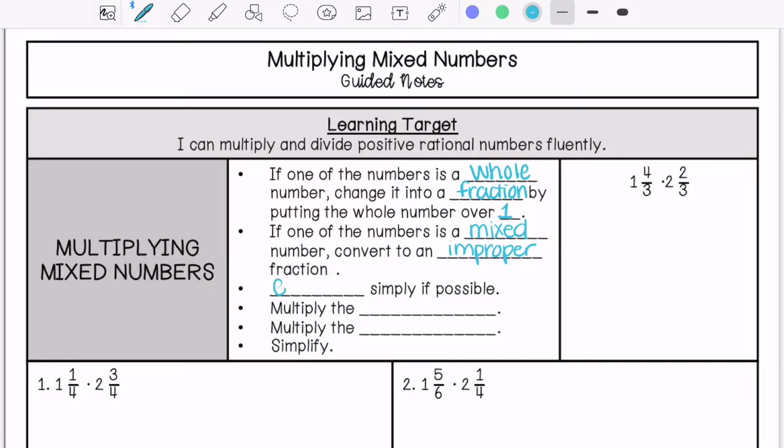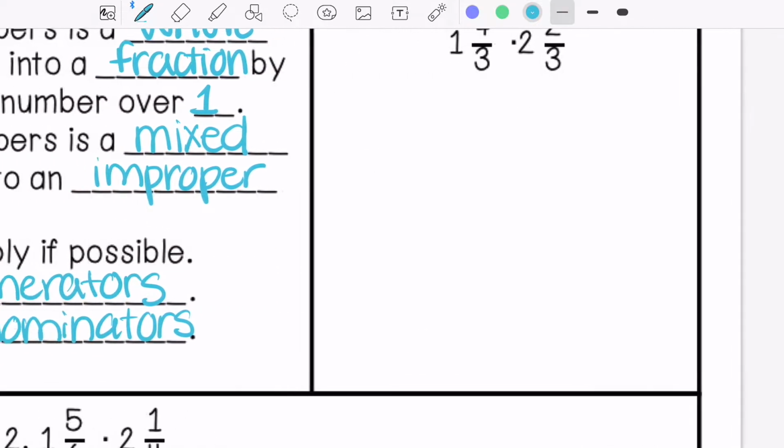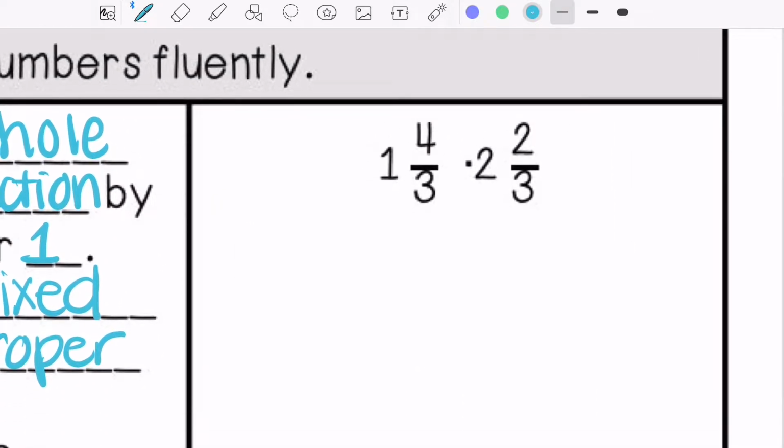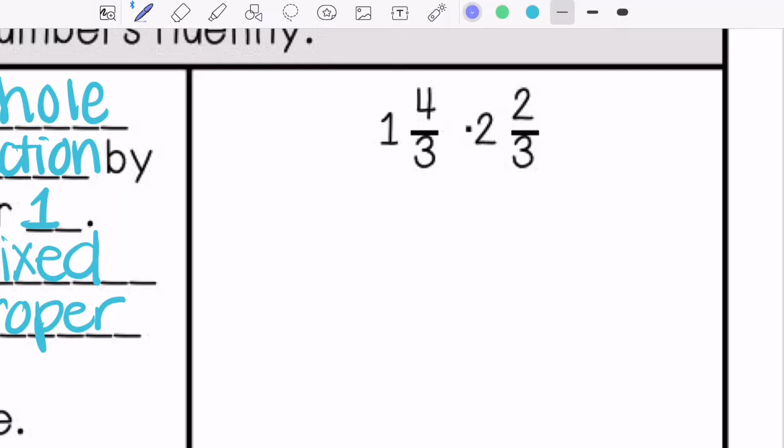Then you are going to cross simplify if possible, multiply the numerators, which is the tops, then multiply the denominators, which is the bottoms, and then simplify even more if possible. All right, so we are going to convert these mixed numbers into improper fractions.